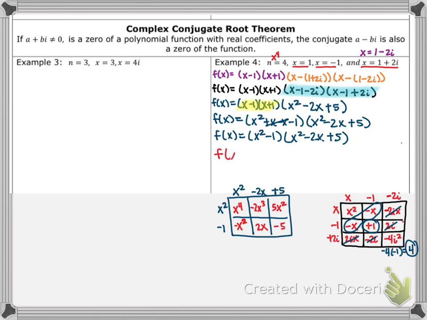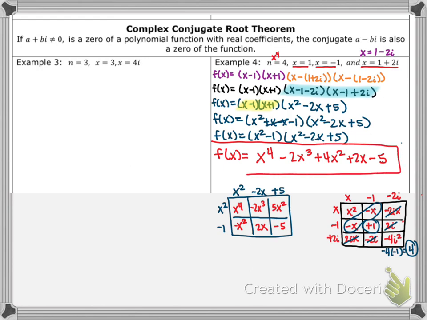So f of x is equal to x to the 4th minus 2x to the 3rd. I have x squared, 5x squared minus x squared. That's going to be a positive 4x squared, positive 2x, and then a -5. And then that is my final answer written in standard form.